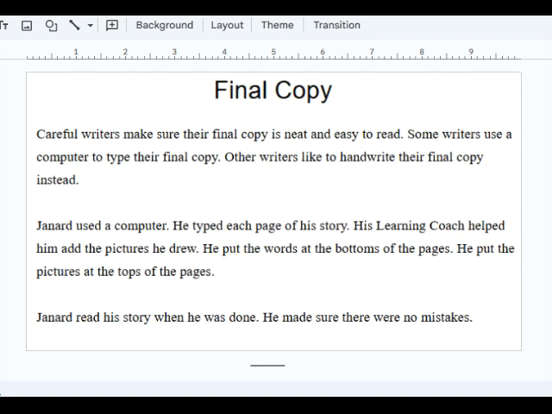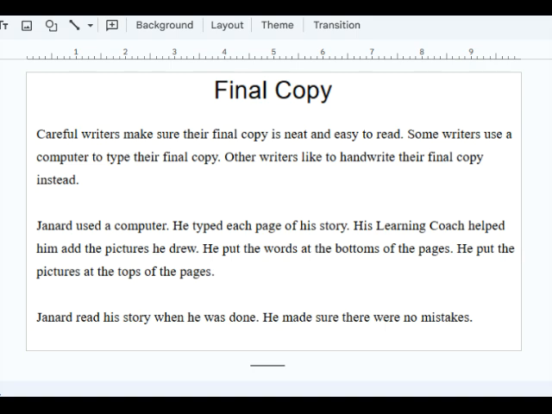Final copy. Careful writers make sure their final copy is neat and easy to read. Some writers use a computer to type their final copy. Other writers like to handwrite their final copy instead. Jannard used a computer, and you are going to too. He typed each page of his story. His learning coach helped him add the pictures he drew, and he put the words at the bottom of his pages. He put the pictures at the top of his pages. Jannard read his story when he was done, and he made sure there were no mistakes.